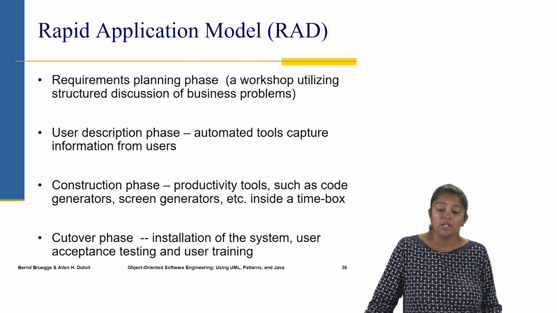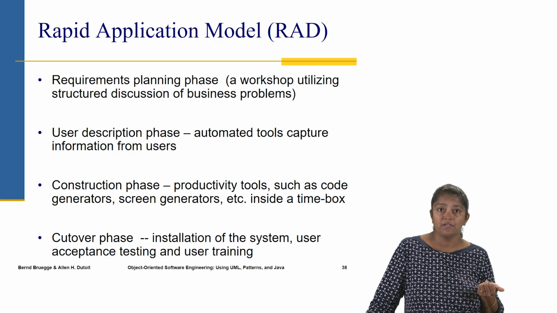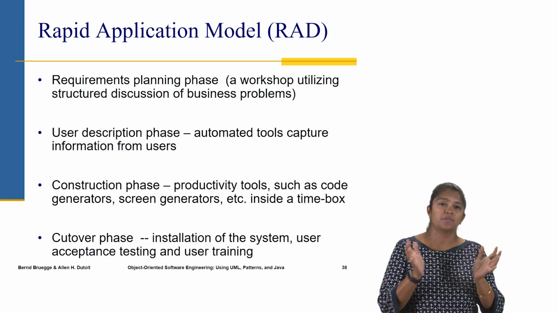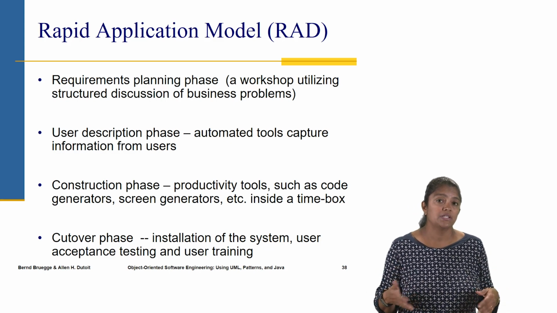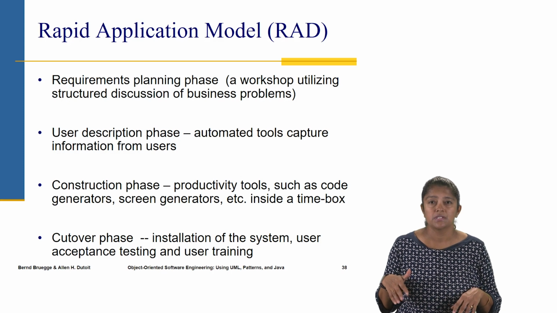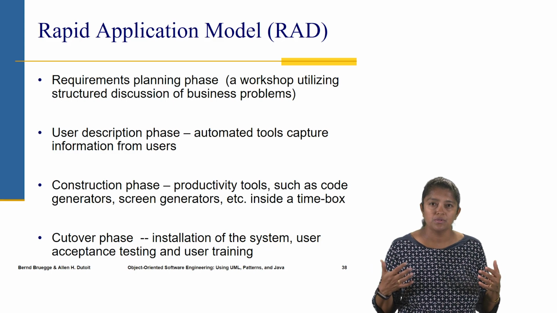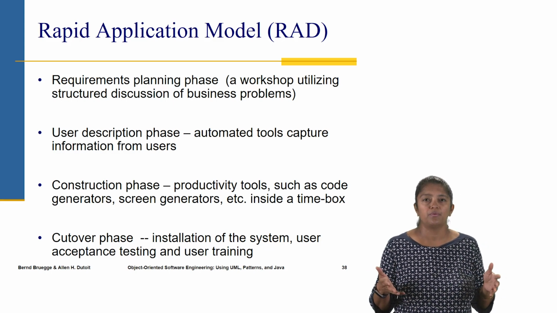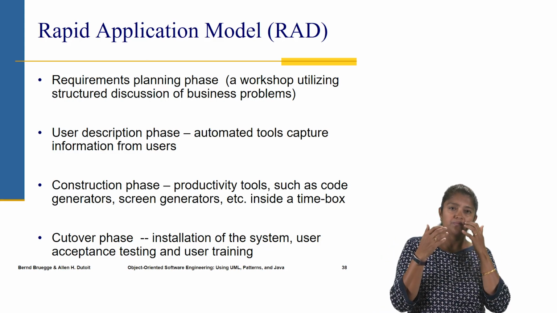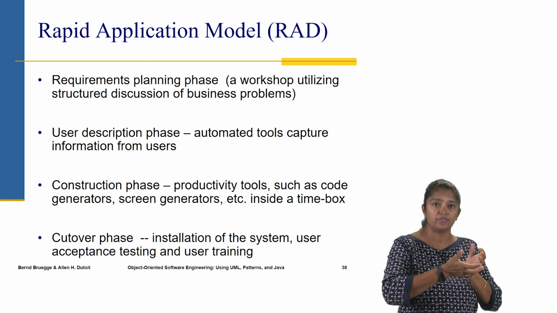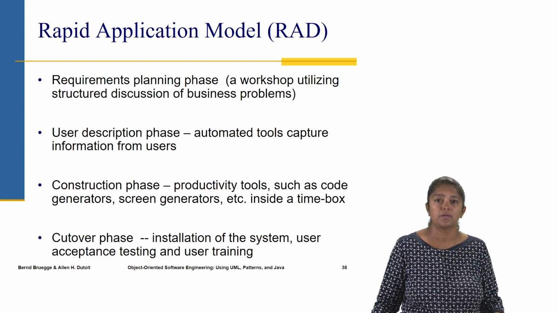So in this model, again, the number of phases or activities is reduced to 4. First, there's a requirements planning phase. That's where there's some kind of structured discussion of what the business problem is and what needs to be done. Once that's done, then get into the user description phase. This is where one looks for any automated tools that are able to capture the information that's needed from the user. All of the tools are used to obtain information from the users in a systematic manner, and it's captured. So that's the user description phase.